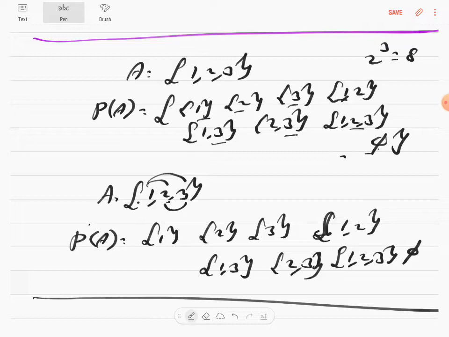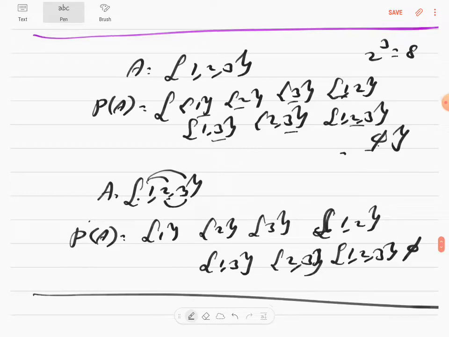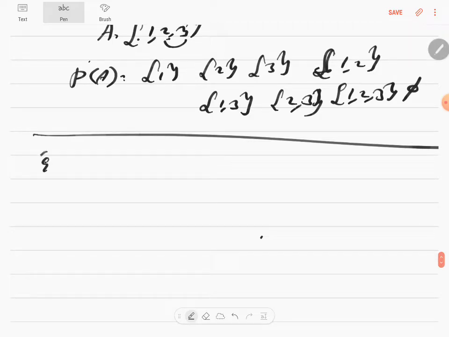What was I doing? I was doing A cross B. How many subsets are there? Listing them. I'm not listing, but you know how to list it, right? So let's go to 9th question.